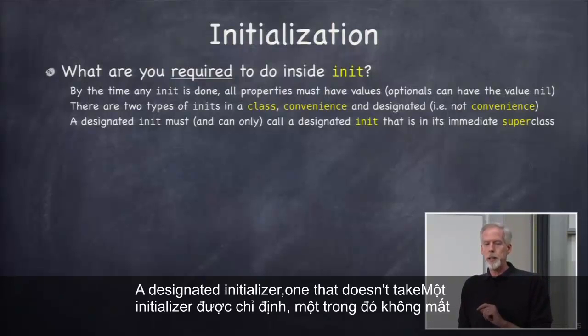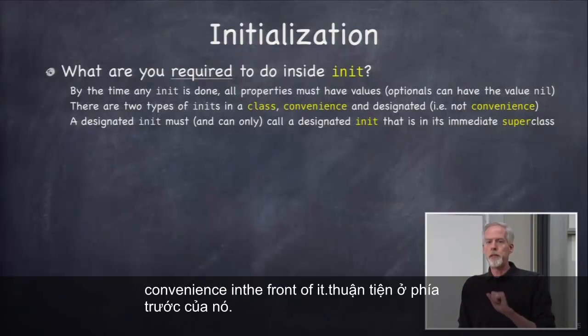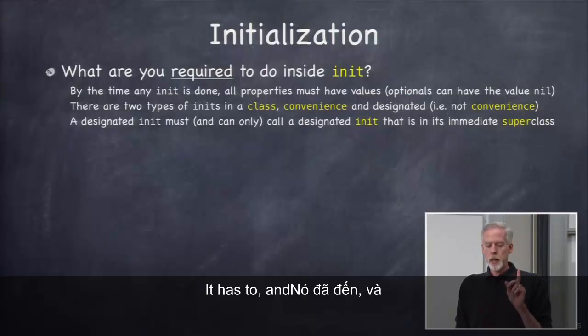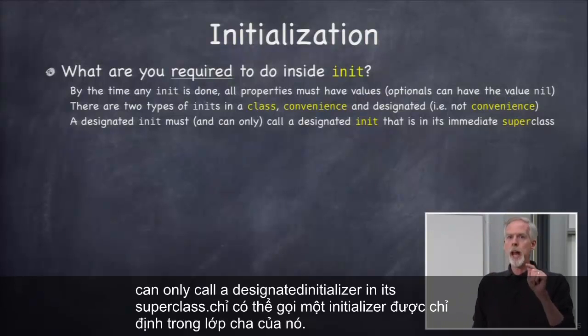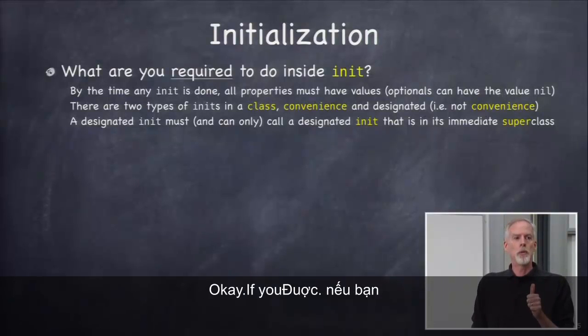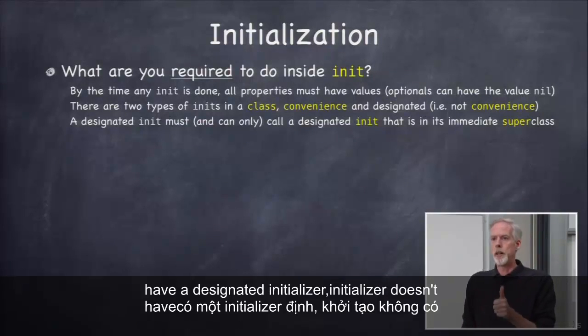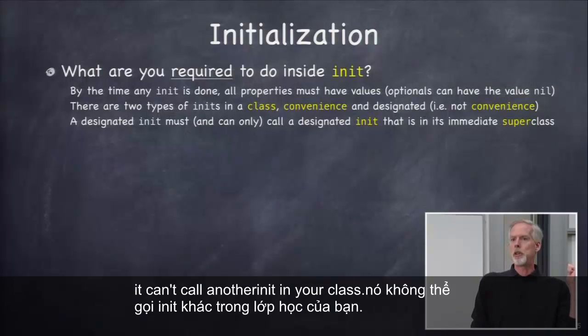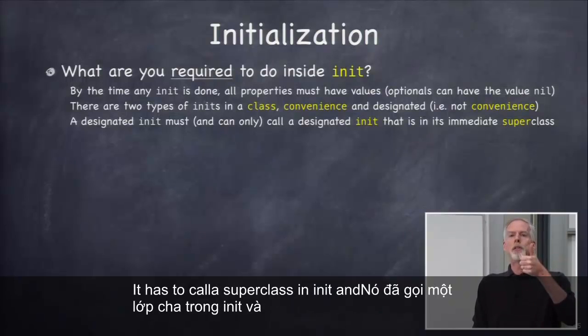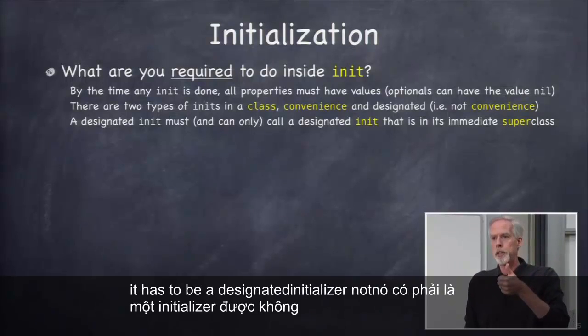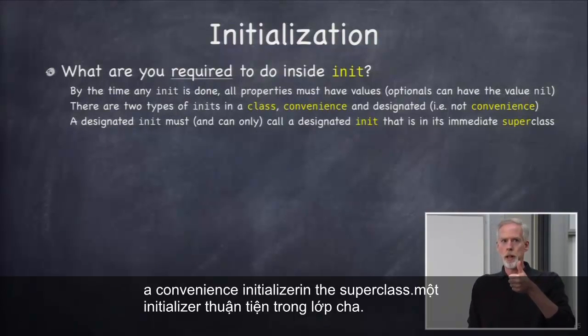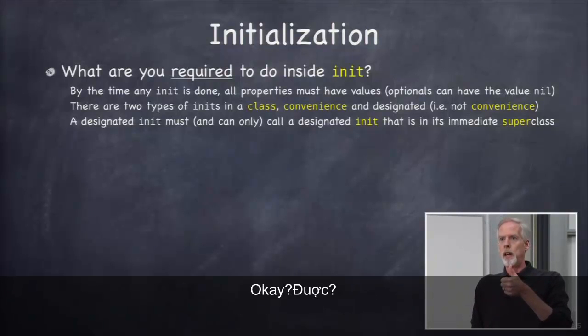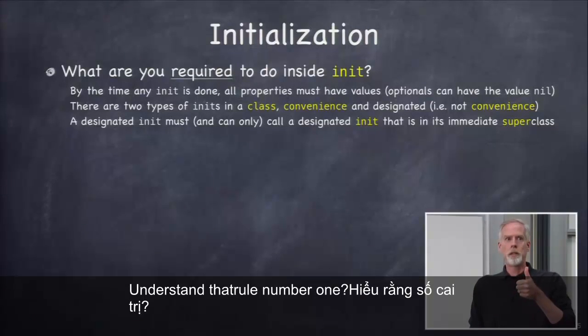A designated initializer, one that doesn't say convenience in the front of it, has to and can only call a designated initializer in its superclass. This is a very important rule. If you have a designated initializer that doesn't have the word convenience in front of it, it can't call another init in your class. It has to call a superclass's init, and it has to be a designated initializer, not a convenience initializer in the superclass. Understand that rule number one?